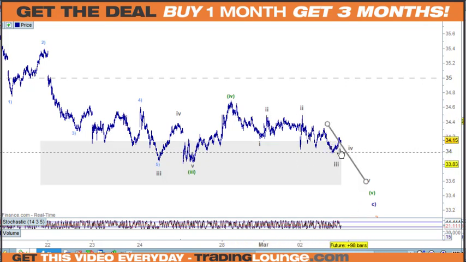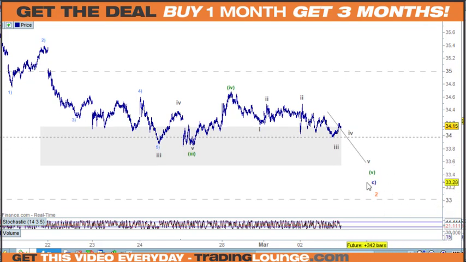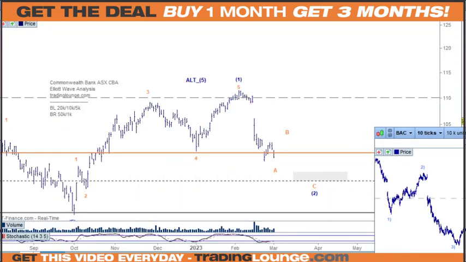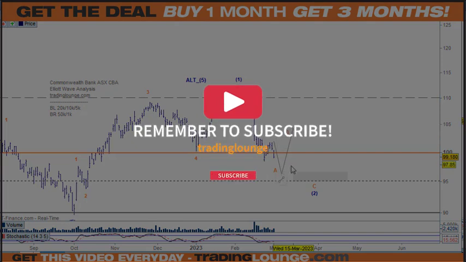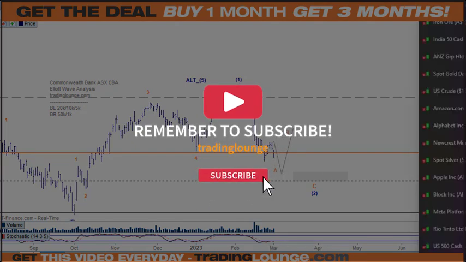But I do feel that we need to come down here further, and then we'll find a low in here. Now this low here, maybe that can coincide with this low coming in here, and then we could push up from that point. I still think we've got a B wave at that point.